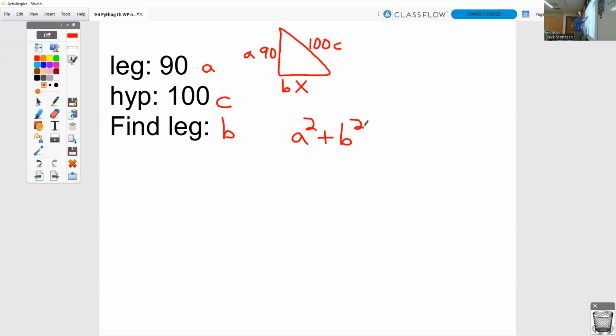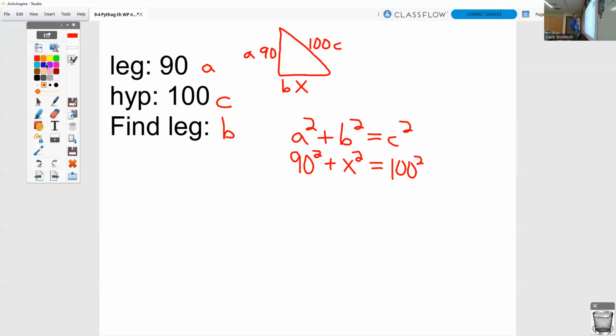Again, we're going to use A squared plus B squared equals C squared. Sub in the numbers where they belong. Instead of A squared, you have 90 squared. Instead of B squared, you have x squared. And instead of C squared, you have 100 squared.